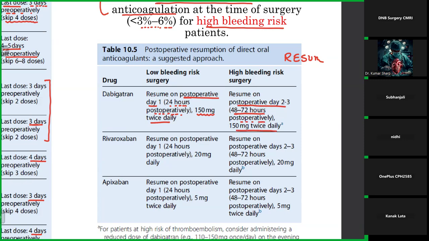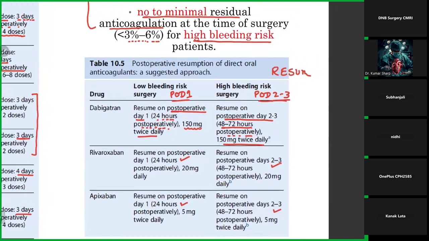Rivaroxaban, POD1, you can resume. High risk, POD 2 or 3, wait. Apixaban, POD1, you can resume. POD2 or 3 in cases of high bleeding risk. So we have a basic idea that on POD1 and POD2 or 3, depending on the hemostasis and the patient behavior in both the cases.